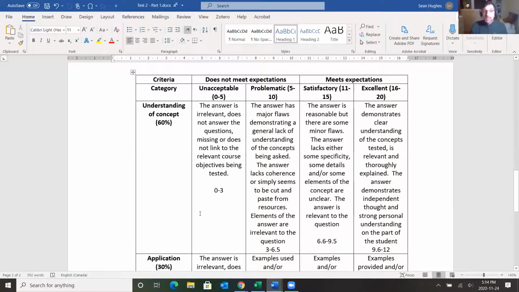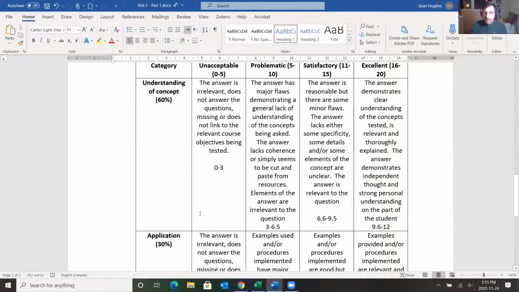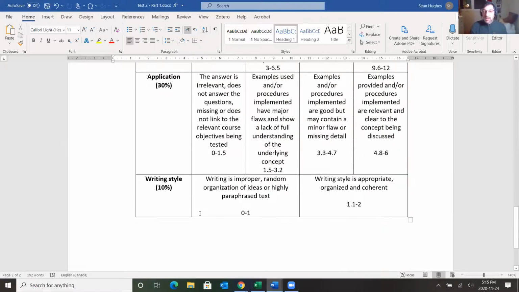But I basically had two general criteria, or three, sorry. Did you understand the concept? Did you apply it properly? And then I wanted to see some level of writing, right? Because I think we sometimes undervalue writing in the sciences. And I wanted to make sure that you were able to string this together in a coherent way, or were you just slapdashing things from your notes, right?